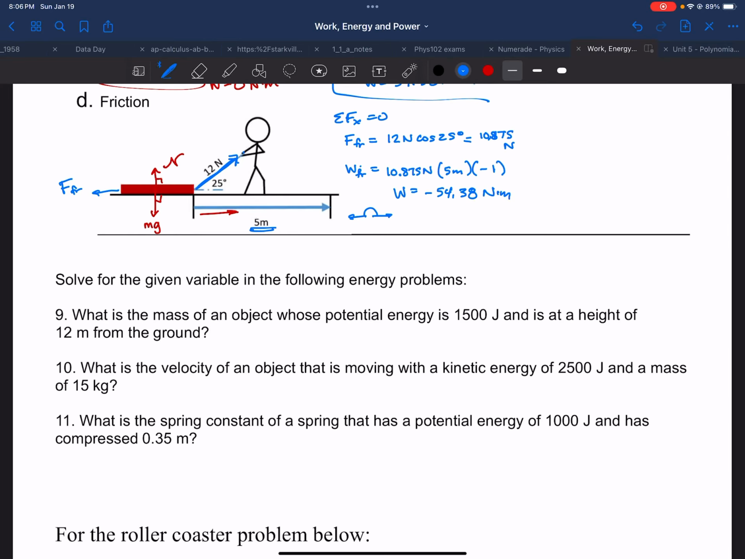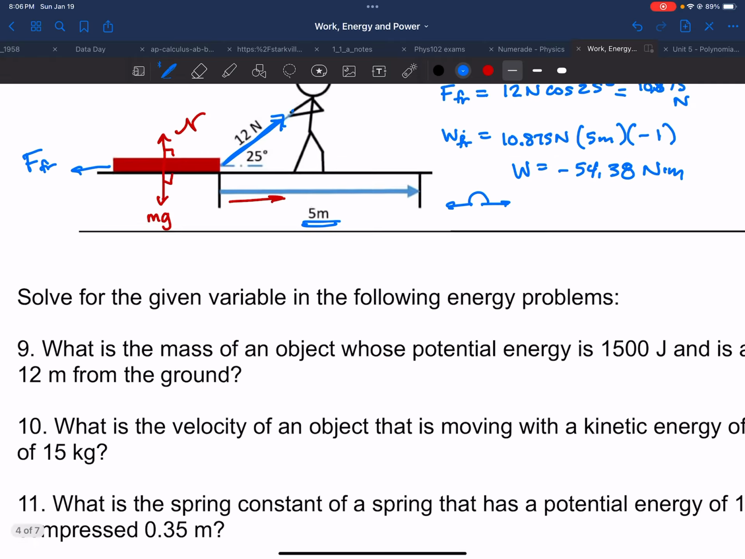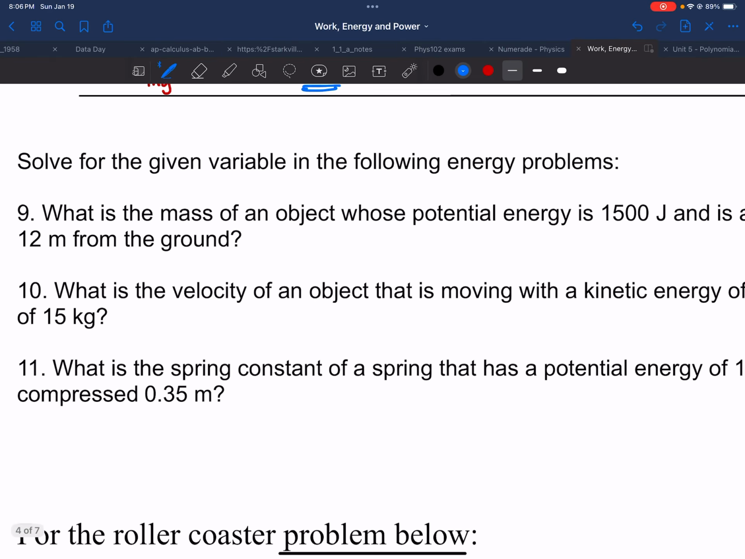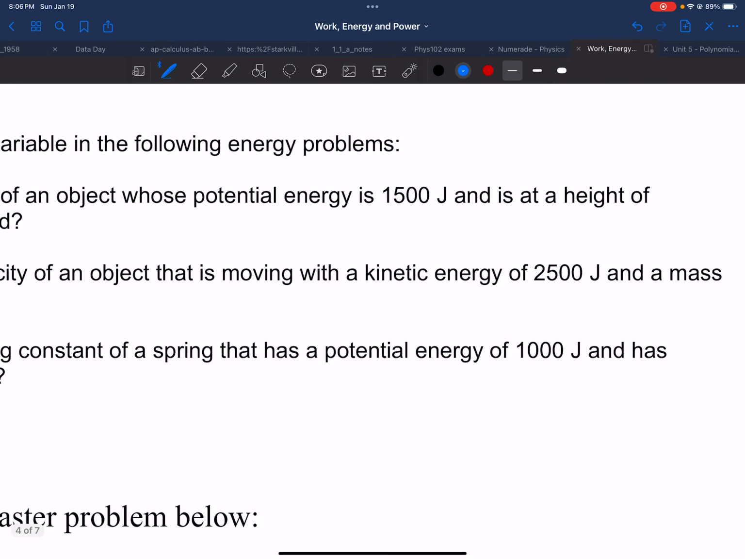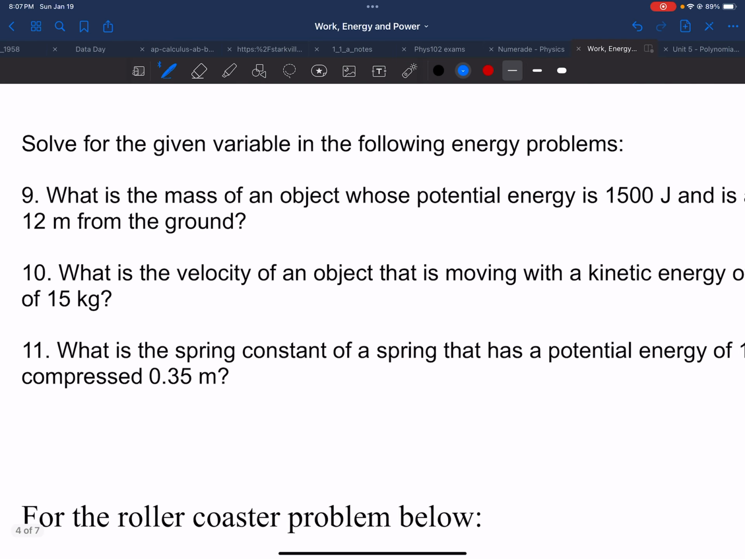Right, let's look at these types of energy problems. So number 9 says, in fact, this should actually be number 6. Apologies for the numbering. Number 9, what is the mass of an object whose potential energy is 1,500 joules and is at a height of 12 meters from the ground?